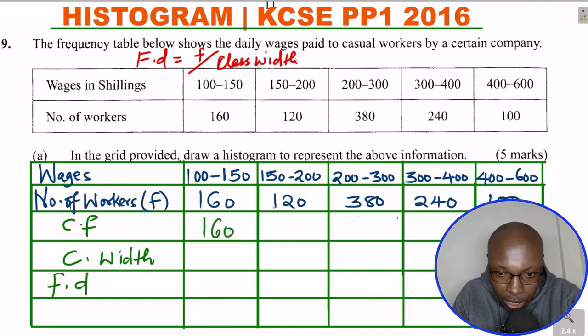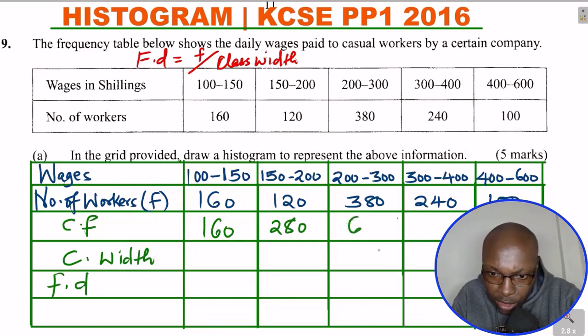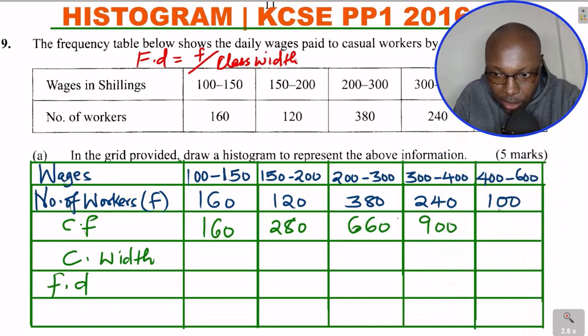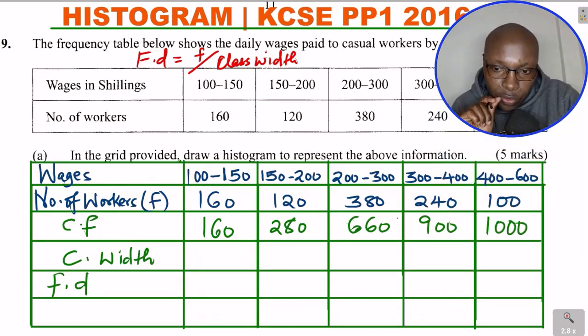This is how we get the cumulative frequency. 160 is the first one. Add 160 plus 120, you get 280. Then 280 plus 380 gives 660. Then 660 plus 240, you get 900. And 900 plus 100, you get 1000. So that is how you get the cumulative frequency.